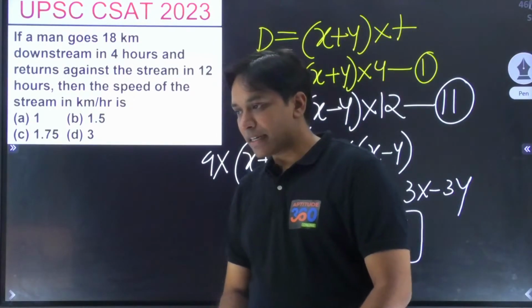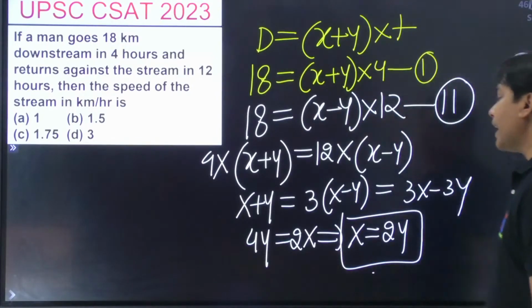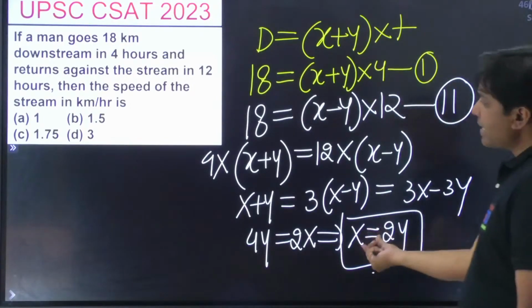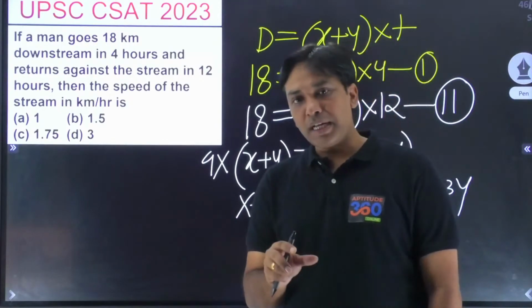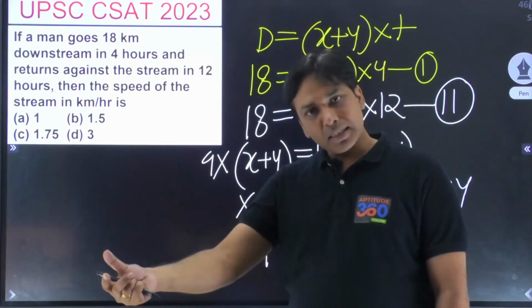Did Aradhana get the answer? How about you, Aradhana? How about Debashish? One I have got. What is x is equal to 2y? What is the interpretation? Speed of the boat in still water is 2 times the speed of the current. Isn't it?